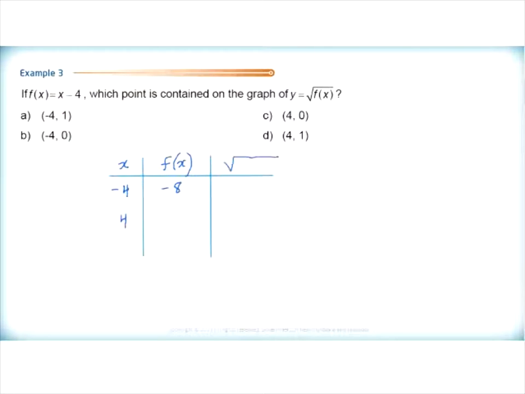When you take the square root of -8, you know that that value is undefined because we cannot take the square root of a negative number using the real number system. So the square root of -8 is not defined. When we substitute the value of x equals 4, we have 4 minus 4, so f of x is equal to 0. And the square root of 0 is 0. The coordinates of the point on the graph of the square root function is C, (4, 0).